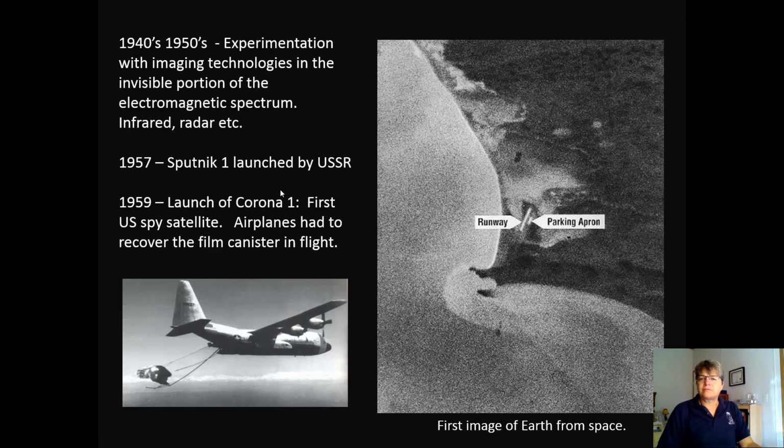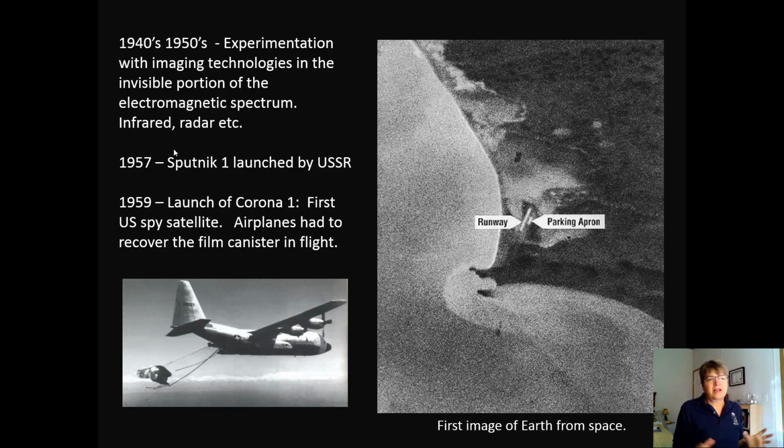Okay, so what you're looking at here is the first actual image from space. This was taken from the Corona 1. The Corona 1 was the first U.S. spy satellite. Now, Sputnik had done this thing in 1957. It came from Russia. It freaked out the Americans because, oh my gosh, the Russians are in space. We're not there. So America freaked out, and thus began the space race.